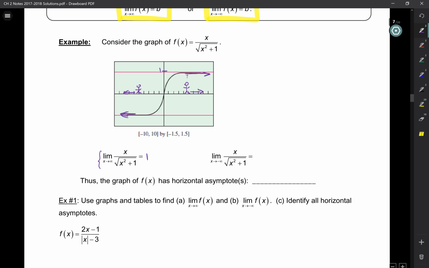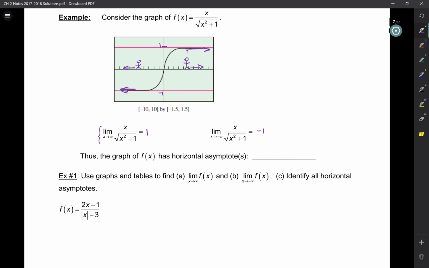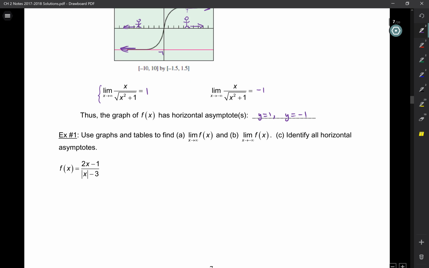So what happens then is, if this is negative 1, then the limit as x approaches negative infinity of this is negative 1. Okay? So the graph has horizontal asymptotes, how would you state the horizontal asymptotes? Y equals 1 and y equals -1, because it passes through y equals. So y equals 1, y equals -1. Okay? You can write it in condensed form like this. That works too.